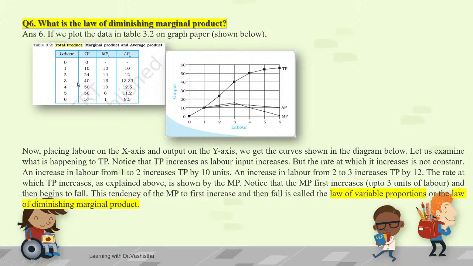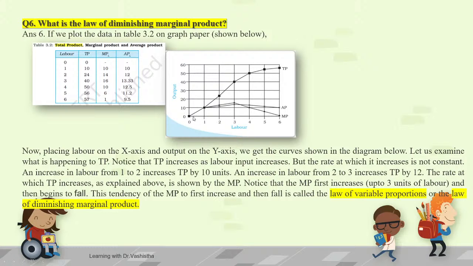So here we are taking this table where there are 4 columns. First is labor, which is being kept variable, then its total product, its marginal product and average product. Now if we plot the data of this table on the graph paper to understand what diminishing marginal product is or what the law talks about, we have placed labor on the x-axis and output on the y-axis, and we get the curves shown in the diagram below.